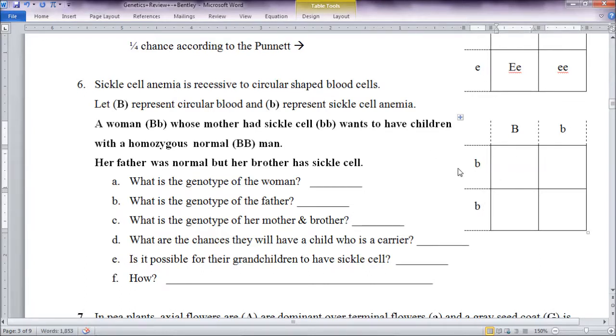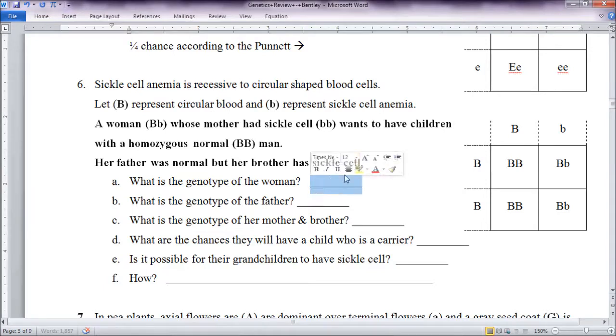Alright, so if we plug... Oh, I'm sorry. Big B, big B. If we plug those in... big B, big B, big B, little b, big B, big B, big B, little b. The genotype of the woman, based on the fact that her mother had the disease, and we'll assume that her father did not, because her father was normal. Oh, her father wasn't normal. Oh, that's why it says that. Okay, I'm sorry. Back on track.